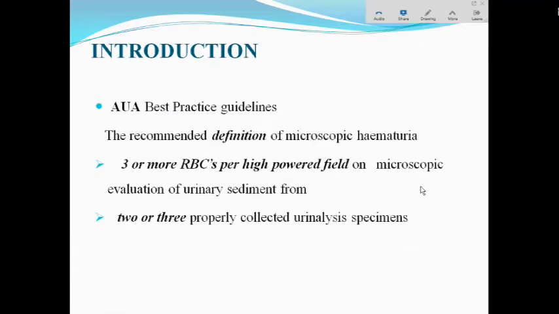So what is the American Urological Association best practice guideline? Definition of microscopic hematuria: 3 or more RBCs per high power field on microscopic evaluation. So 3 or more RBCs. If there is microscopic hematuria, to confirm it you have to repeat the analysis at least 2 to 3 times.